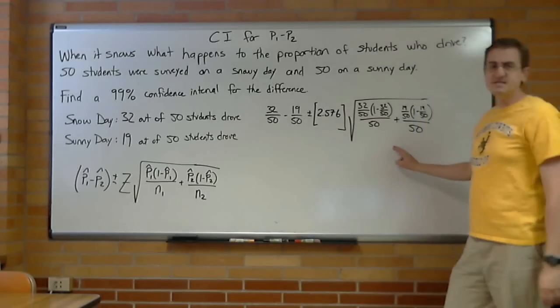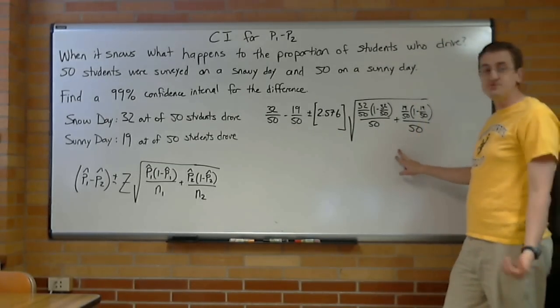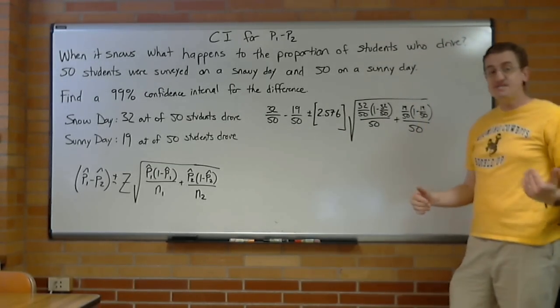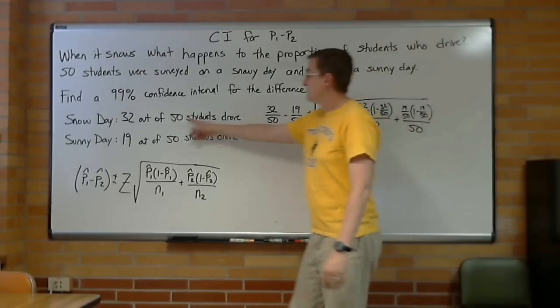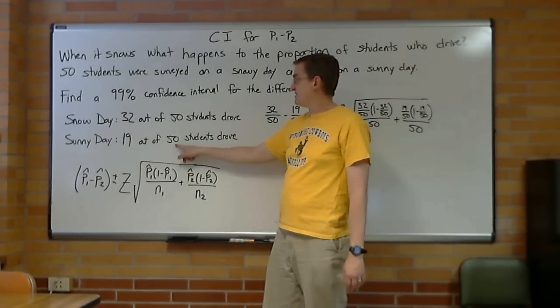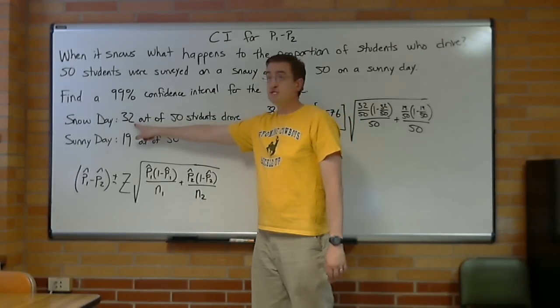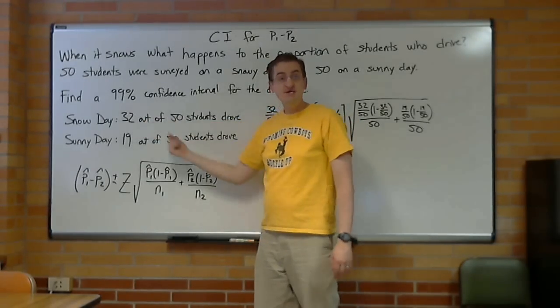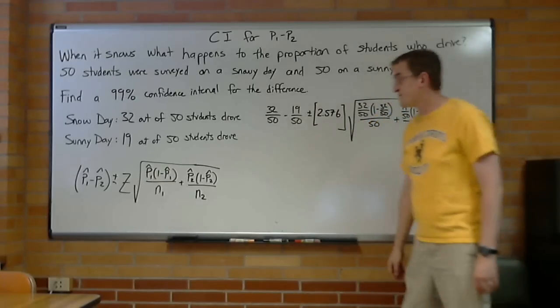It's a little late to be asking, but I should ask, can we even do this? Do we have at least 15 yeses and 15 nos? Well, we have 19, and that's more than 15 here. 32, which leaves us with 18. So yes, both of them are over 15.